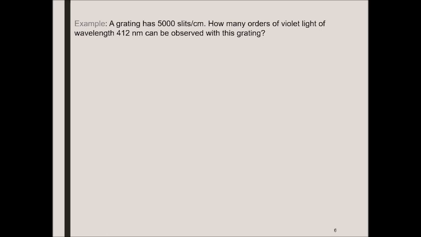Now it's your turn. A diffraction grating has 5,000 slits per centimeter, and how many orders of violet light with a wavelength of 412 nanometers can be viewed? So remember, you want an integer. Okay, time to do the math. So again, we have 5,000 slits per centimeter and we need d in meters per line, so we need to take the inverse of that, so 1 over 5,000 slits per centimeter gives us 2 times 10 to the negative 6 meters per slit.